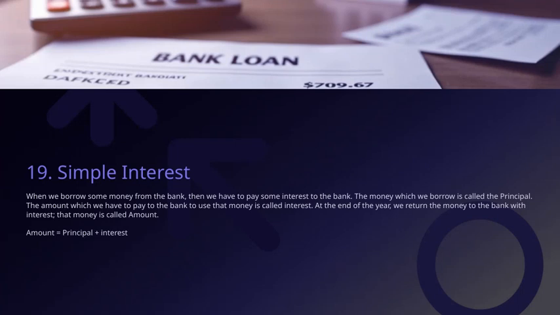When we borrow some money from the bank, we have to pay a certain amount called interest. The original amount of money we borrow is known as the principal. The interest is basically the cost of using that money for a period of time. At the end of the year, we repay the bank not just the principal, but also the interest. This total amount we pay back is called the amount. The key formula to remember here is that the amount equals the principal plus the interest. This concept of simple interest helps us understand how borrowing costs work in a straightforward way, connecting directly to the overall theme of understanding financial calculations and managing loans effectively.